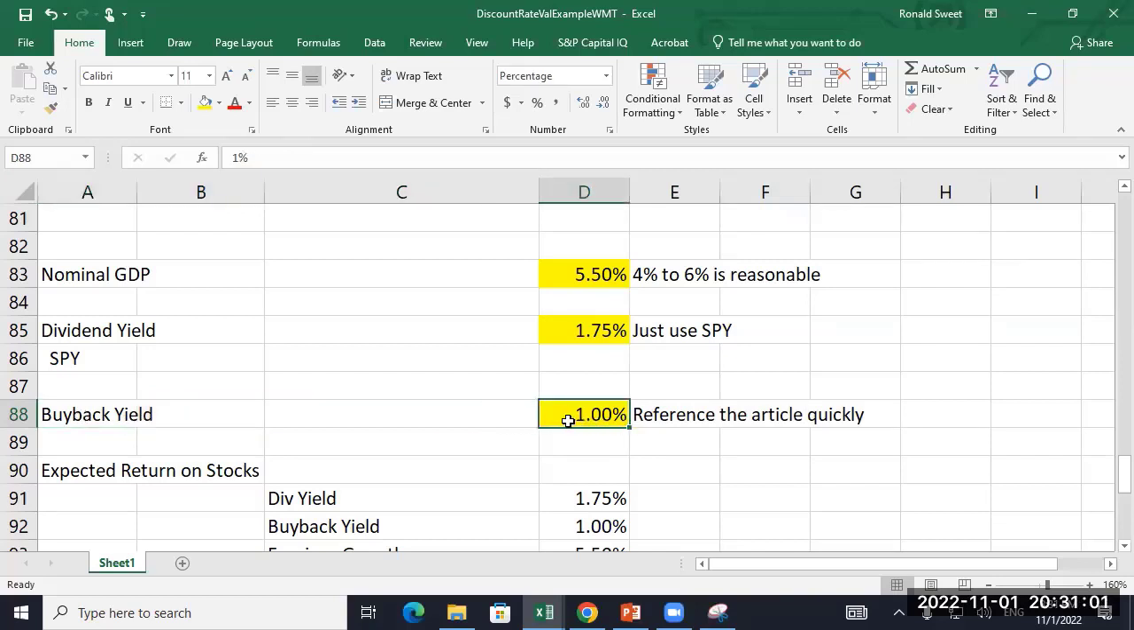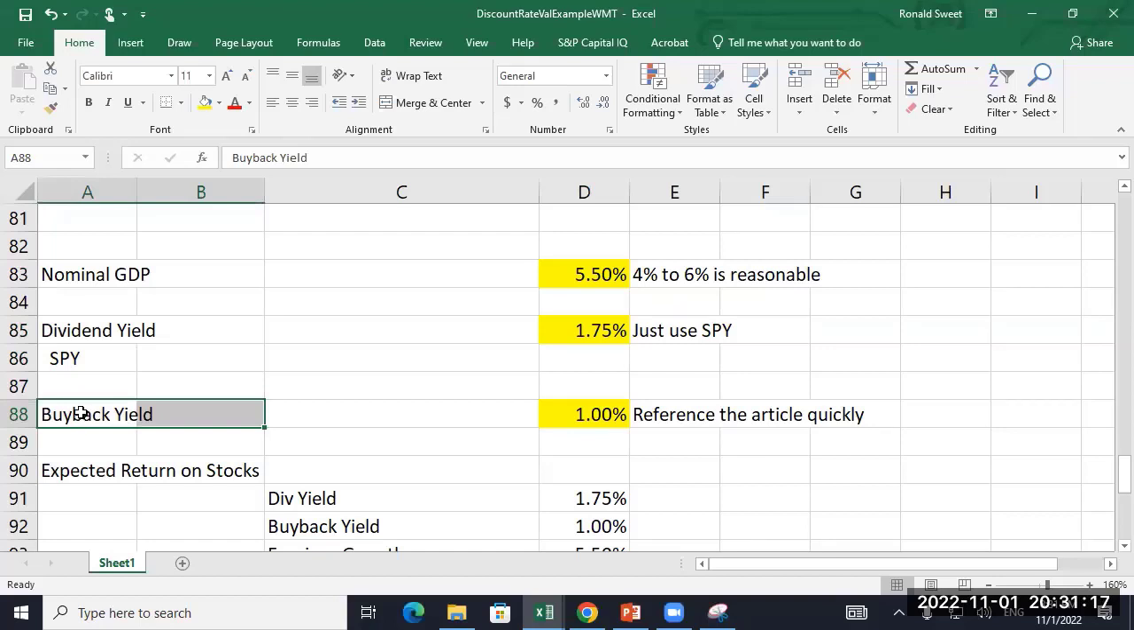Is it figure for my firm? No. You don't use your firm. All right, good question. None of these have anything to do with your firm. This is not your firm's buyback yield. It's the stock market's buyback yield. Yeah, you can't use your own firm's.